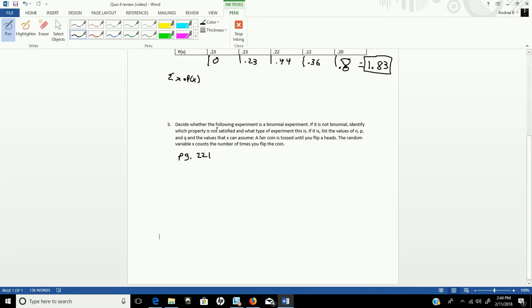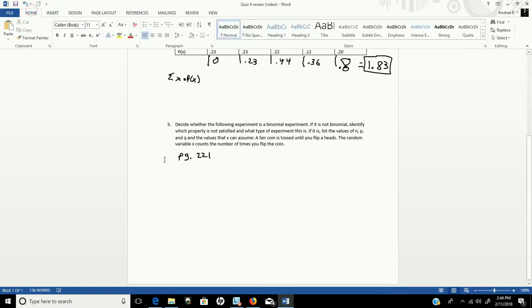So you want to make sure, first of all, here for the quiz, you're learning the difference between those. So here in this case, if it's not a binomial distribution or a binomial experiment, we want to identify which property is not satisfied and what type of experiment it is. And if it is a binomial, we want to list the values of n, p, and q, and then the values that your x can assume.